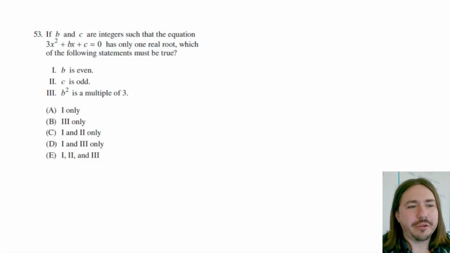We've got number 53 here, and it says, if b and c are integers, such that the equation 3x squared plus bx plus c equals 0 only has one real root, which of the following statements must be true?